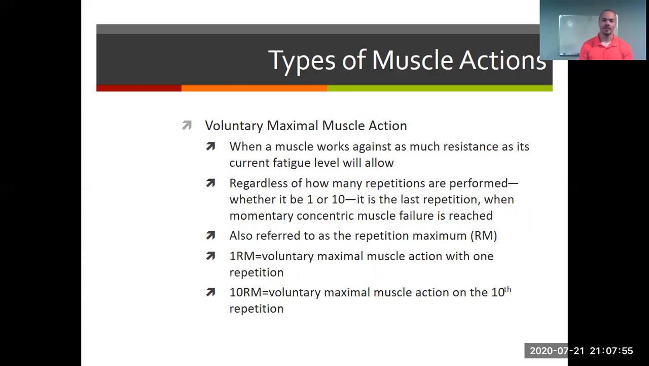Voluntary maximal muscle action. When a muscle works against as much resistance as its current fatigue level will allow. Regardless of how many repetitions are performed, whether it be 1 or 10, it is the last repetition when momentary concentric muscle failure is reached. Also referred to as a repetition maximum, or RM. And looking at it, the 1 RM is a voluntary muscle action with 1 repetition, and the 10 RM is a voluntary maximal muscle action on the 10th repetition.